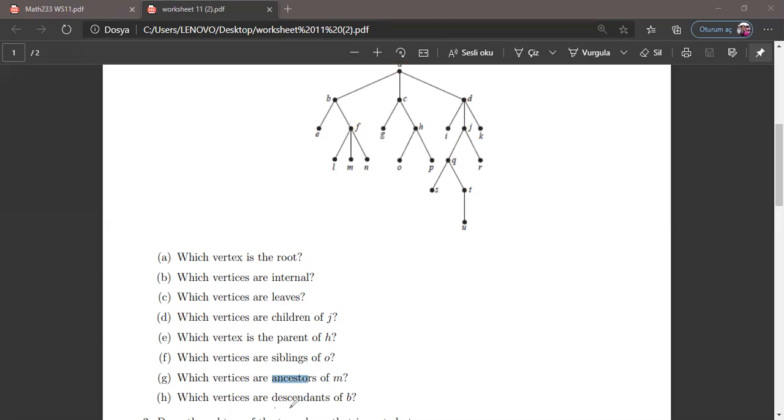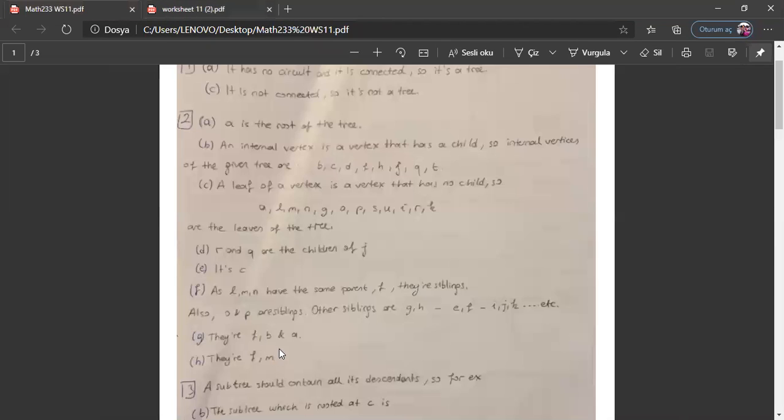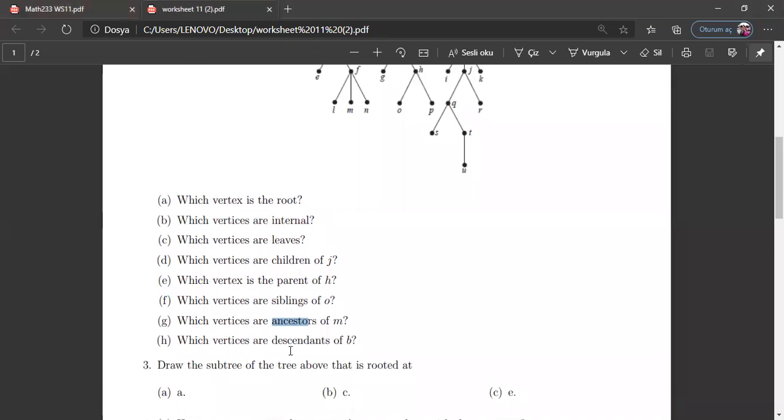Now, what are the descendants of B? Here we have B, E, F, right? L, M, N. Okay, they are all descendants. Let's check the answer here. For H, descendants of B.